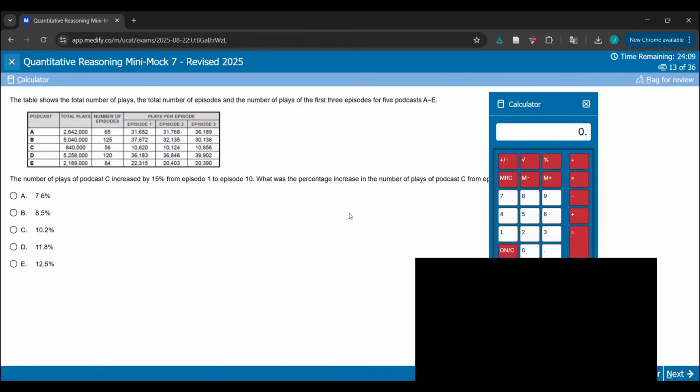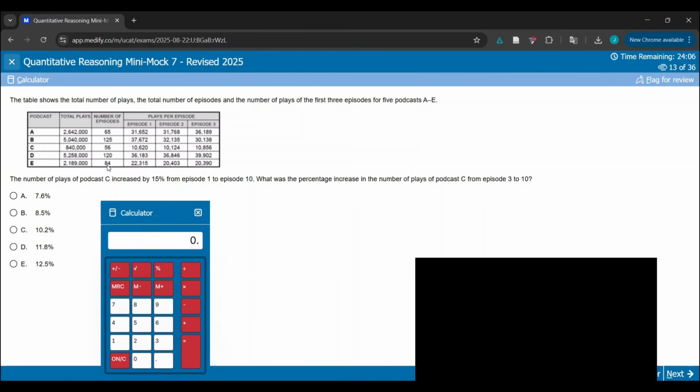The number of podcast plays of C increases by 15% from episode 1 to 10. What's the increase from 3 to 10? So 10,620 times 1.15, so that's 12,213. And then the percentage, so it's going to be 12,213 divided by 10,856 minus 1, so a little bit of a shortcut.